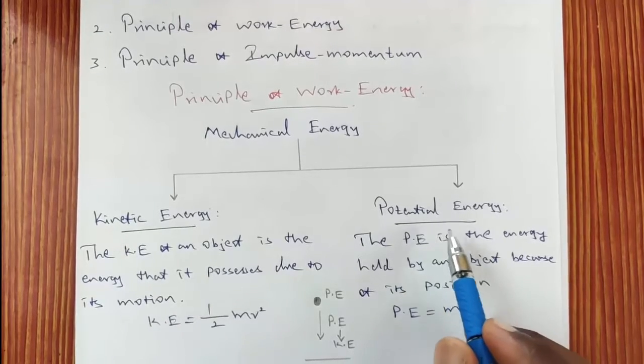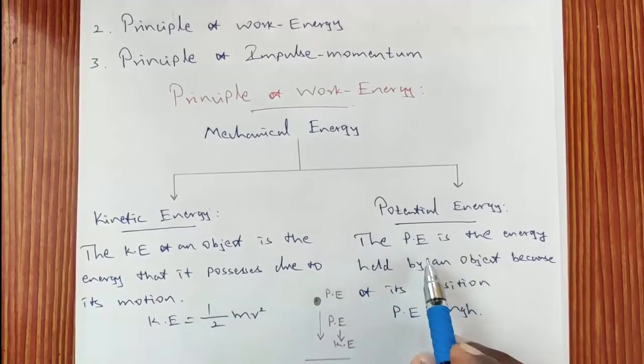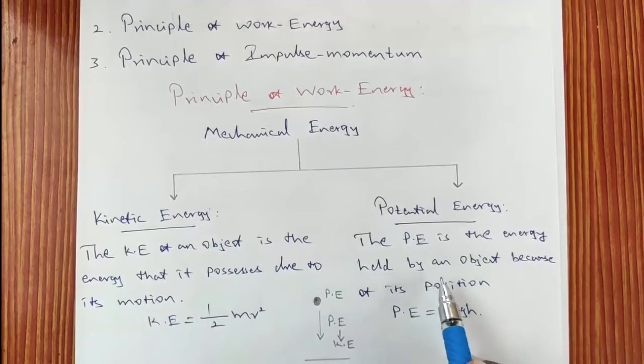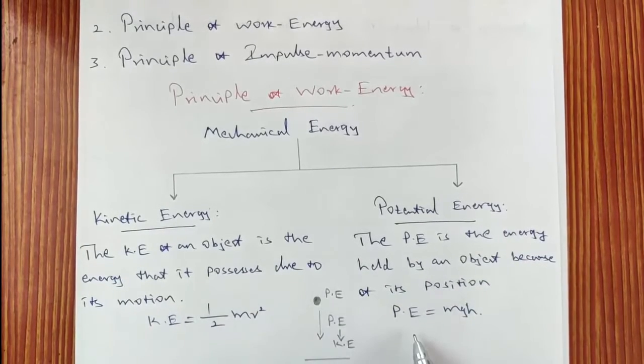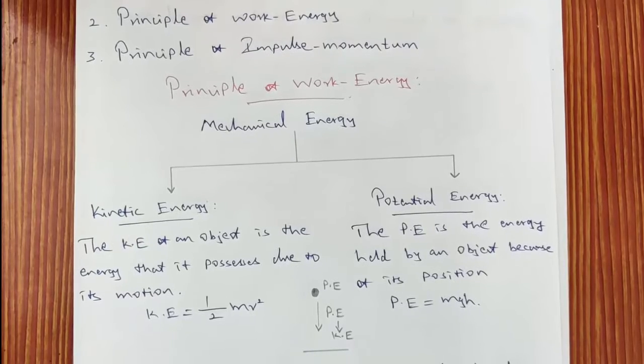Then the second one is potential energy. The potential energy is the energy held by an object because of its position. So potential energy can be written as mgh, where m is the mass, g is the acceleration due to gravity, and h is the height in meter. So when a particle is kept at some height, then it has some potential energy.